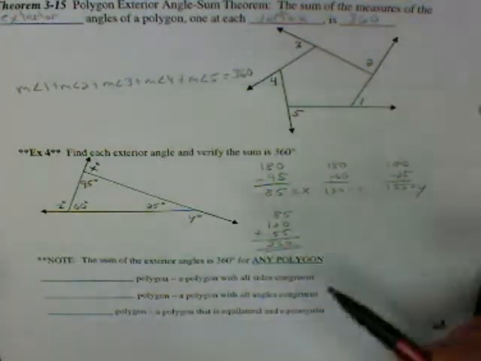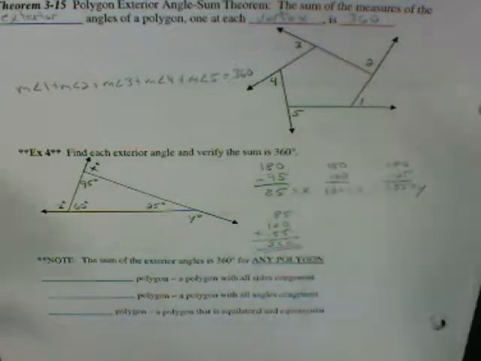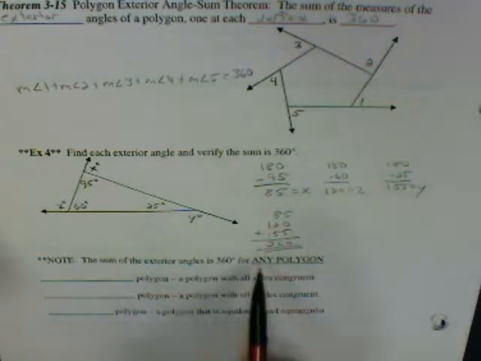Right, and it would work the same thing with a 4-sided object, but you just have 4 of these, or a 10-sided object, but you'd have 10 of them, but you'd still be adding up to the 360 no matter what kind of polygon you're talking about. So right there it says in big letters for us, the sum of the exterior angles is 360 for any polygon.